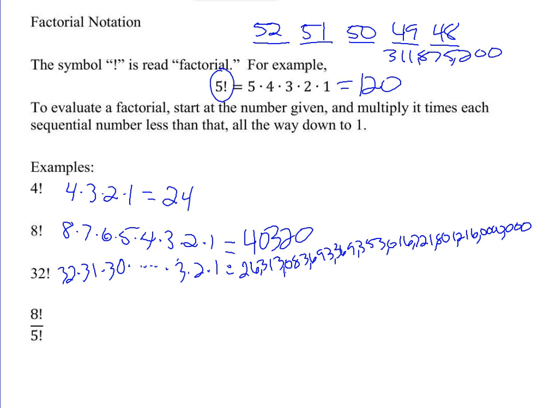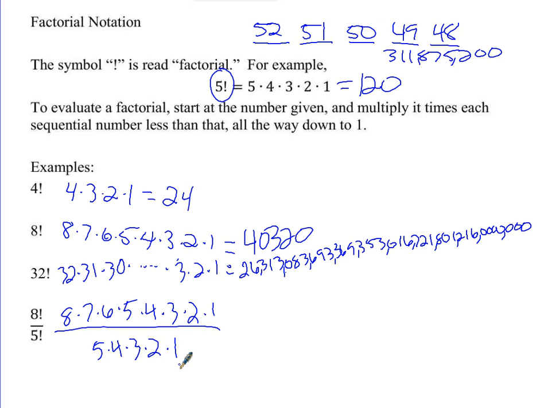Okay, how about 8 factorial divided by 5 factorial? I want to write this one out because I want to show you what happens. 8 factorial is just 8 times 7 times 6 times 5 times 4 times 3 times 2 times 1. Now we're dividing by 5 factorial. So 5 times 4 times 3 times 2 times 1. What happens?